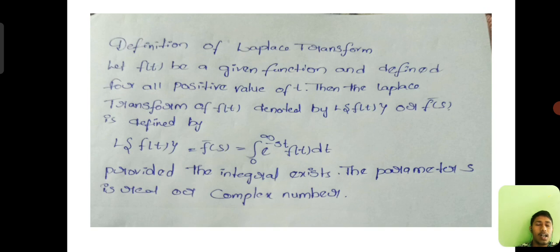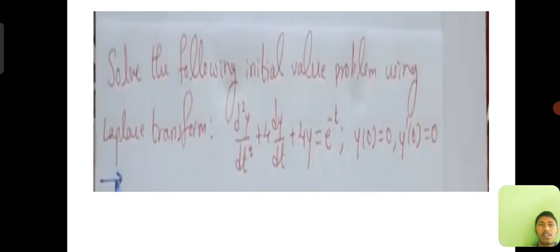According to this, we can solve differential equations as shown on the screen. Solve the following initial value problem using the Laplace transform, which is given as d square y by dt square plus 4 into dy by dt plus 4y equals e power minus t, where y of 0 equals 0 and y dash of 0 equals 0.